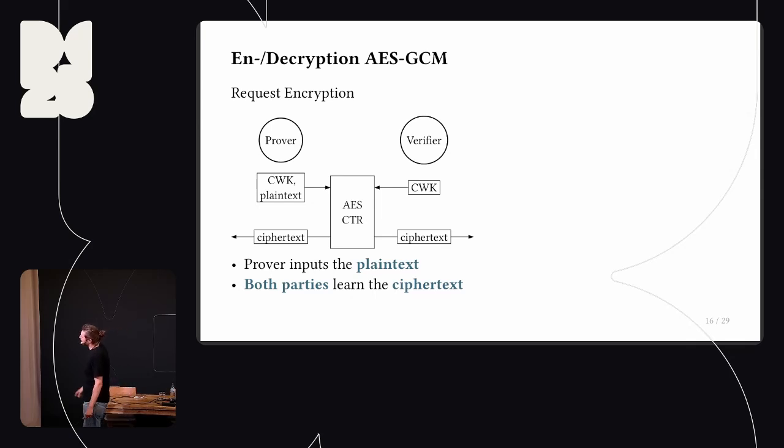So AES CTR is executed between prover and verifier. Again, AES is a binary circuit, so we use garbled circuits to compute that between prover and verifier, and out pops the ciphertext. Both parties get the ciphertext. The prover sends the ciphertext to the server, and the verifier also gets the ciphertext.